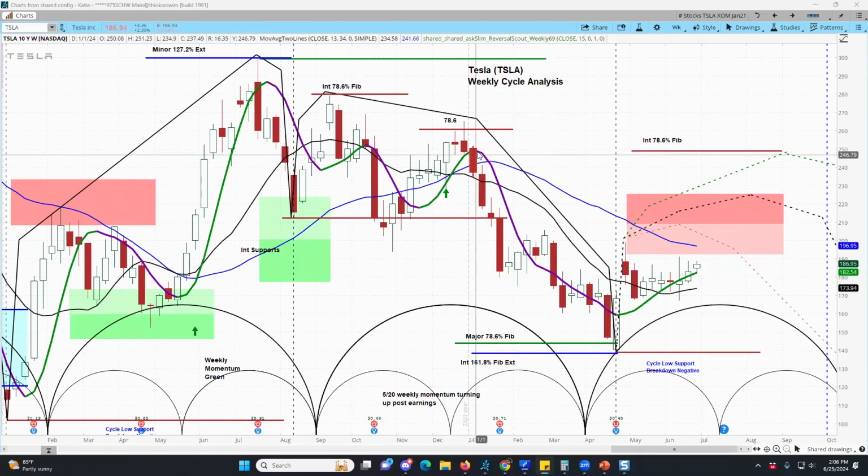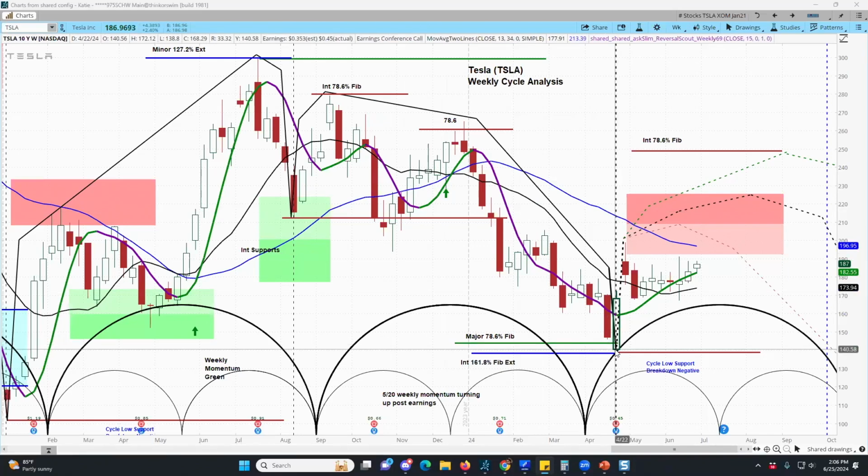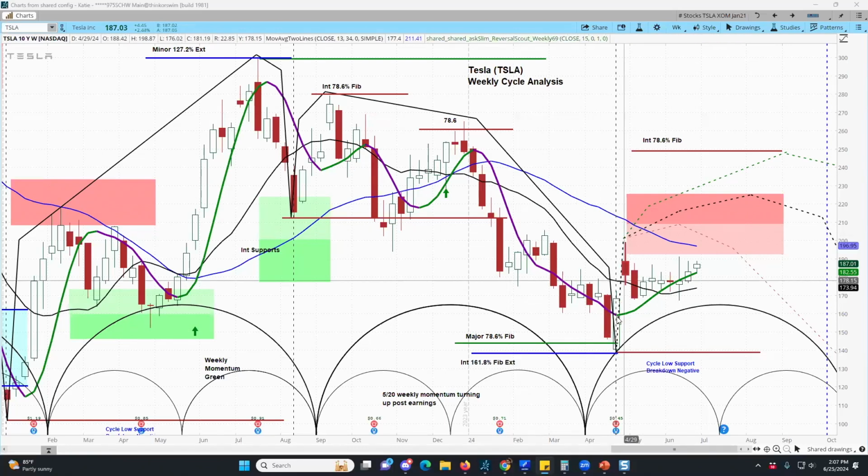Once the reversal scout rolled over, that was a confirmation that a peak was in place. And you can see that there was a pretty significant sell-off that then occurred all the way down into mid to late April here, where the low formed again. So we came into this cycle with a negative cycle structure. So that would mean that we're likely to have some challenges.